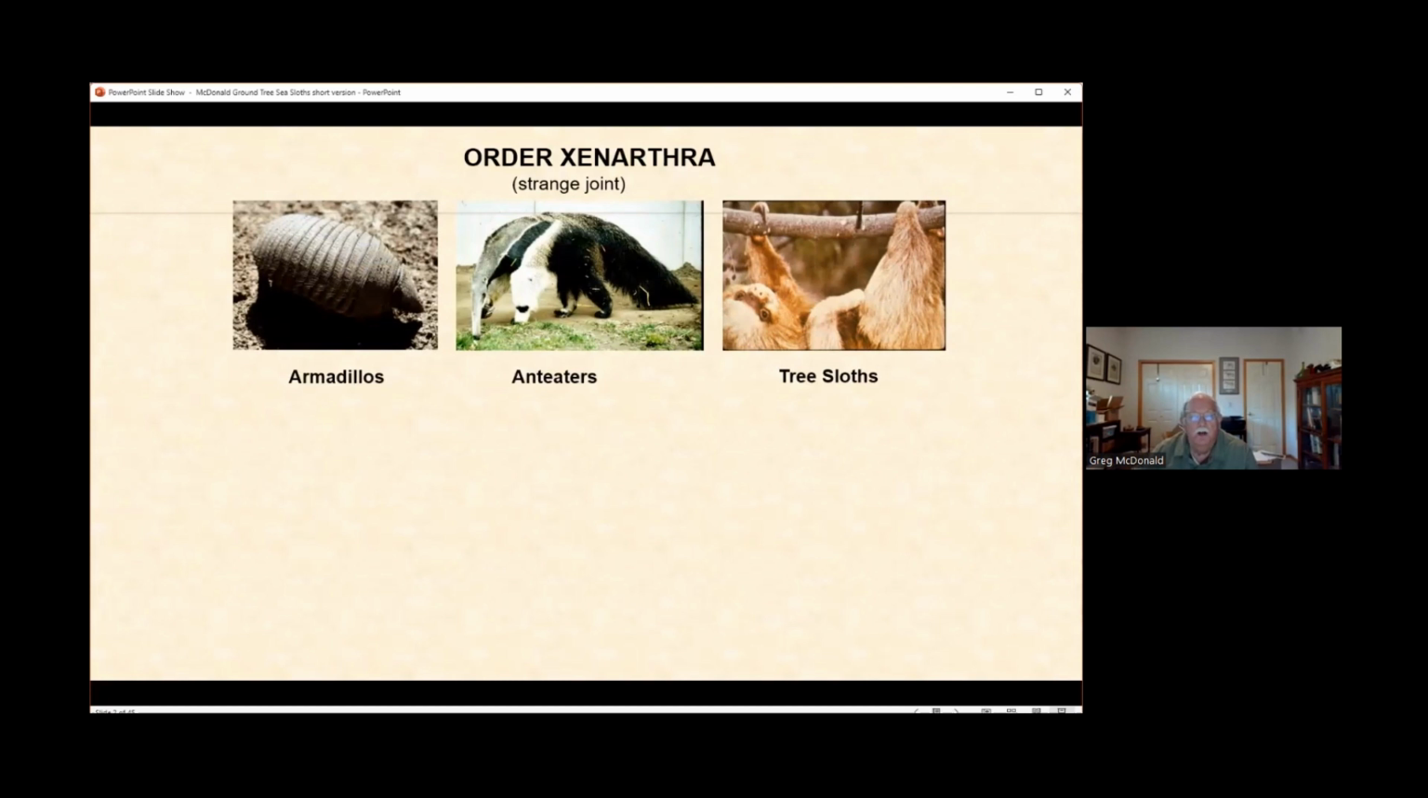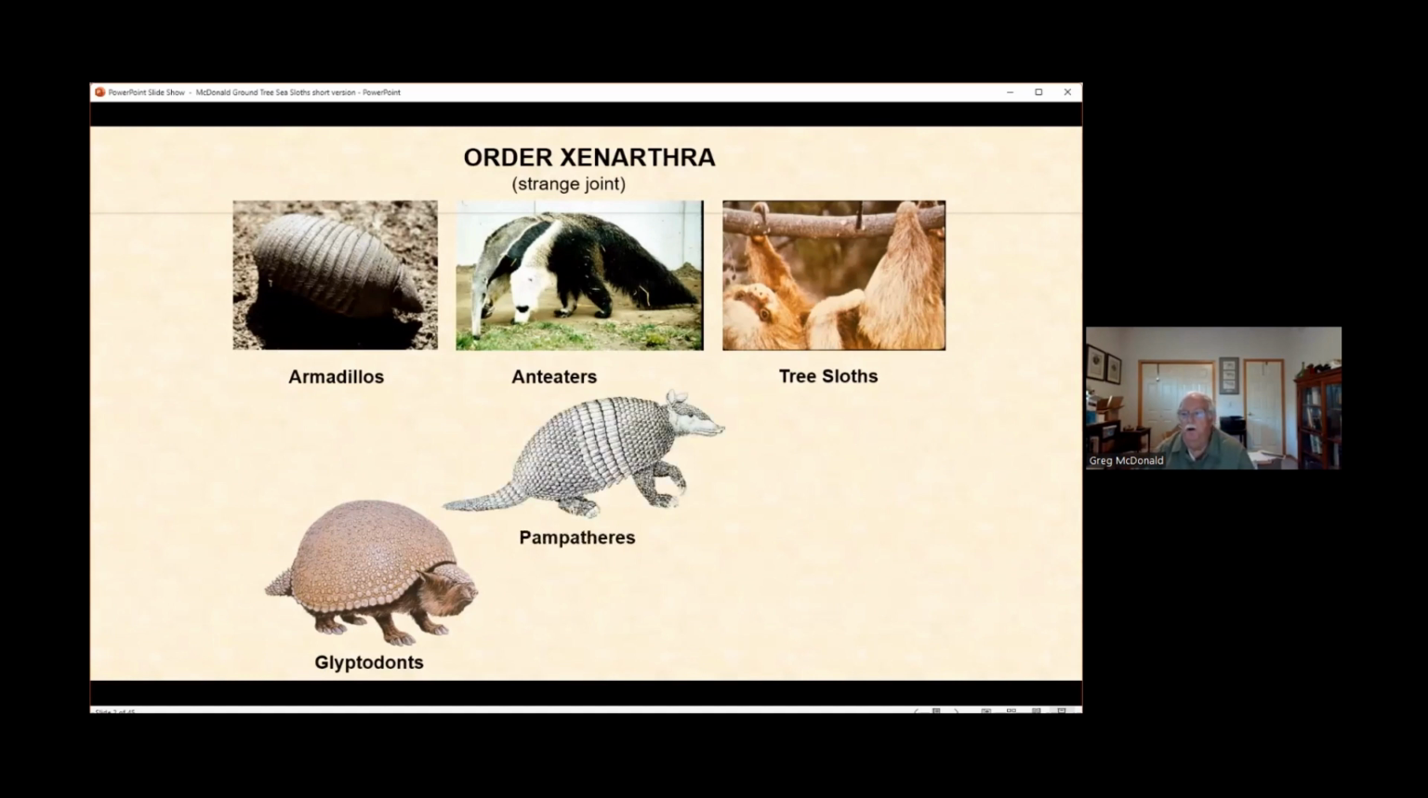But when we get into the fossil record, we get a lot of interesting animals that unfortunately are no longer around, but are available to us through the fossil record. We've got our glyptodonts, the pampatheres, which are really giant armadillos, much bigger than Priodontes, and then, of course, today's topic, the ground sloths.